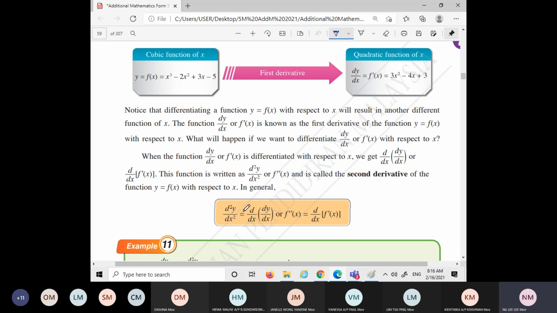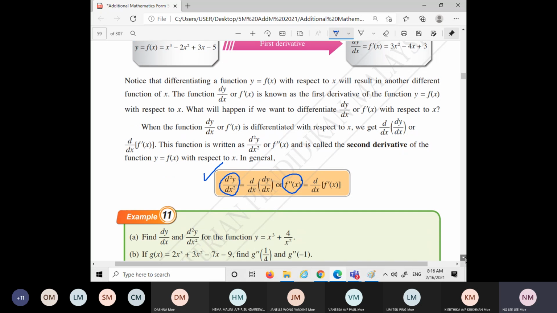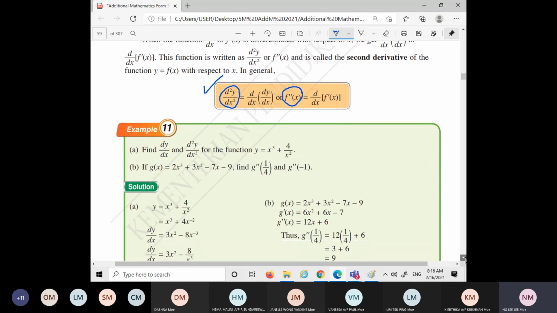When you see this, you have to know what is the meaning. The d squared y over dx squared means you differentiate dy/dx one more time. Or when you see f double prime x, you have to know it means you differentiate f'(x) one more time. So this one you can write in your notes: what's the meaning of this symbol? Now straight away we go to the example.